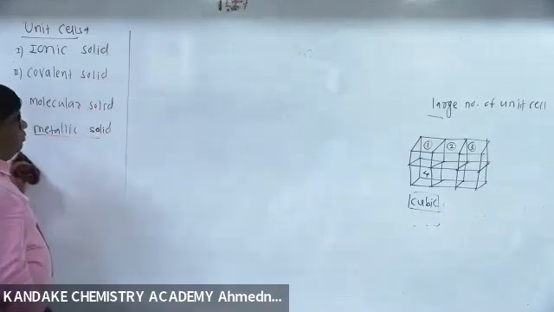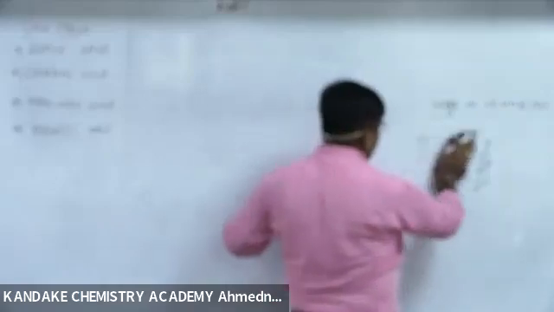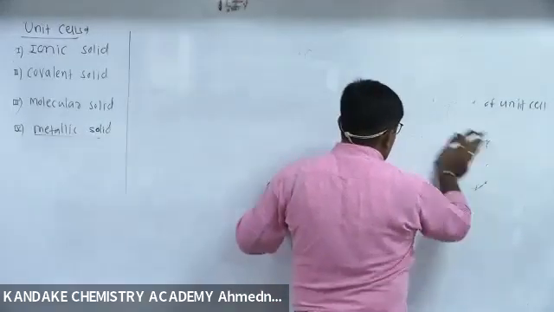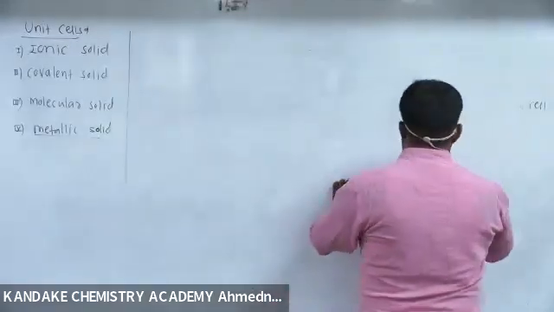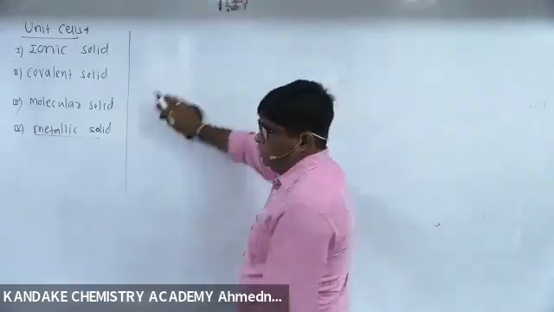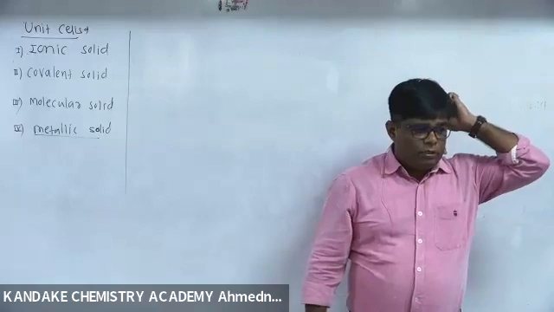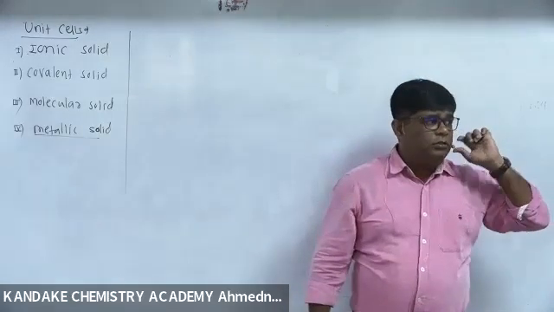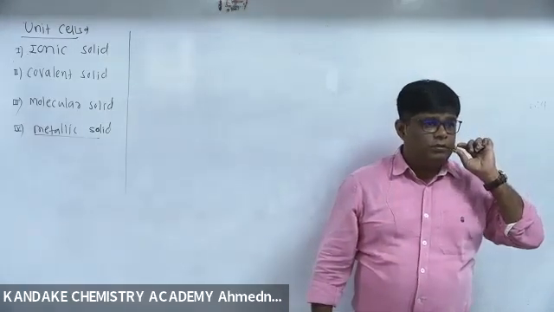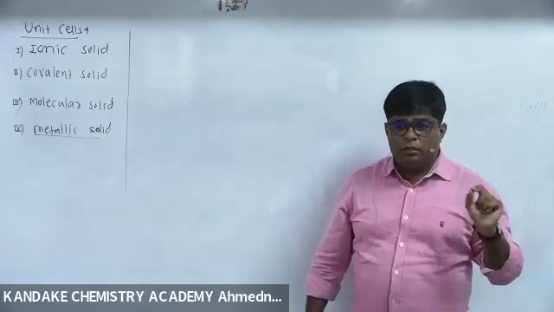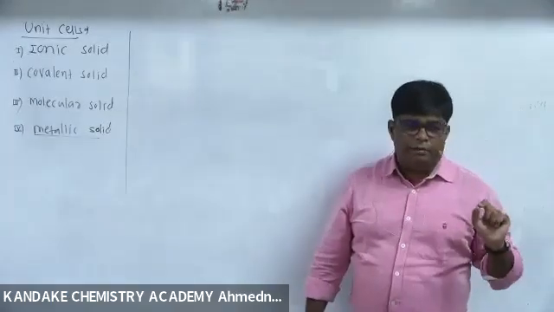Now let me explain one by one. First is the ionic solid. So what is this ionic solid? Ionic solid काय असणार आहे? म्हणजे आता आपण फक्त काय डिस्कस करतोय, crystalline solid. What are the crystalline solids? These are the solids in which constituent particles are orderly arranged by definite geometric shape.